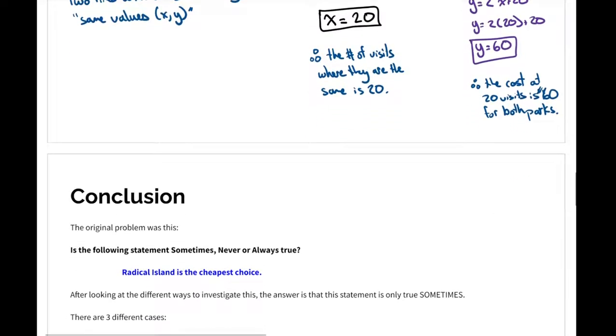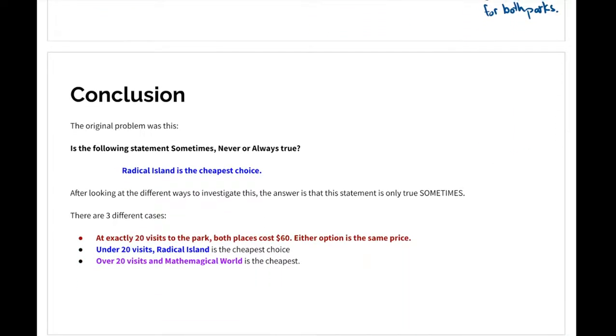So in conclusion, the original problem was, is the following statement sometimes, never, or always true? And the statement was, Radical Island is the cheapest choice. Now, when looking at the different representations, we can see that there are three different cases. One being at exactly 20 visits to the park, both places cost $60. So that means either option is the same price. It doesn't matter which one you choose, the cost is going to be the same.